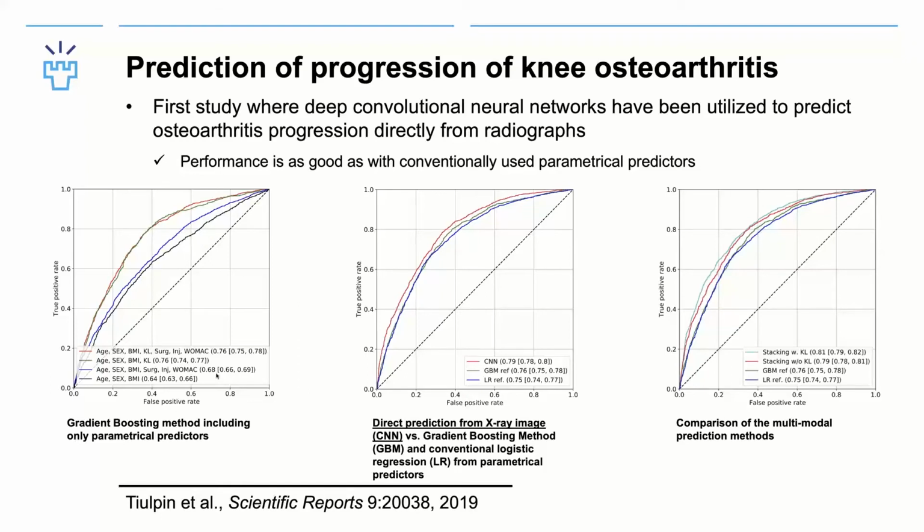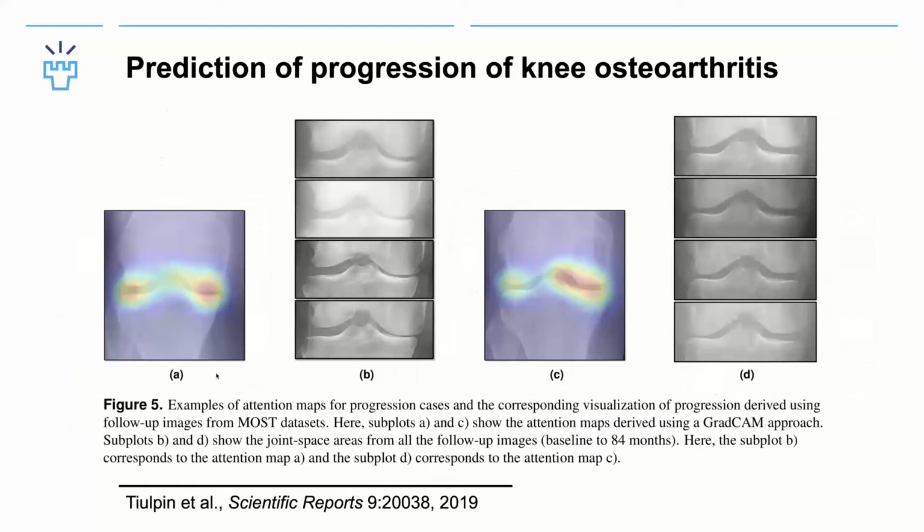Of course, this is not the first study anymore. So now there are many more studies where convolutional neural networks have been utilized to predict osteoarthritis progression. And in this study, besides just predicting the progression, like here, for example, X-ray images at different time points, we also have these heat maps to show in which areas this progression is predicted to take place in the future.